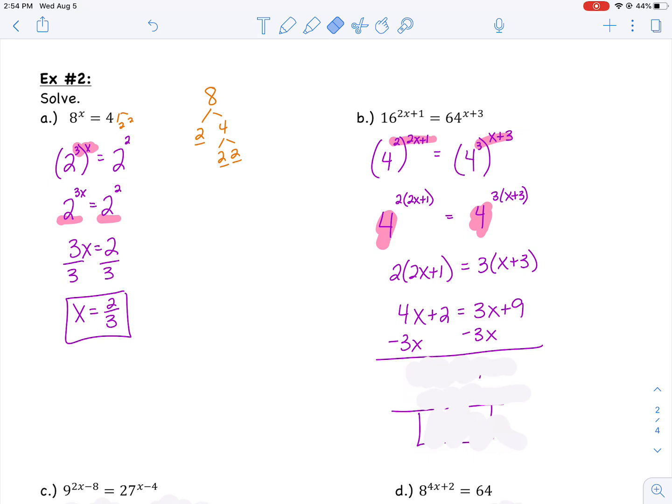The next step I did is I subtracted 3x to both sides, and then I subtracted 2 to both sides, and I ended up getting x equals 7. Again, you can always plug in 7 to your original equation and make sure that it works. Make sure that the left side absolutely equals the right side so you know you got the right answer.